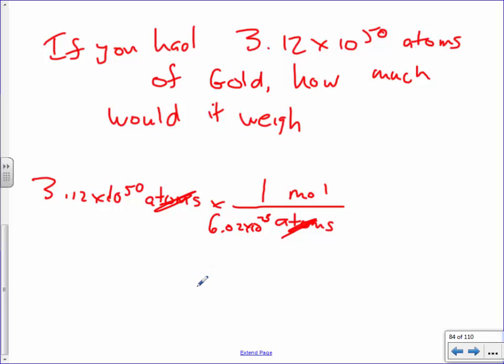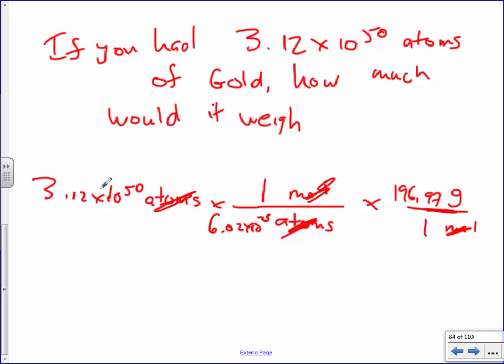What units do I have left right now? I don't want moles though. I wanted weight. What is weight measured in? Okay, so I need another fraction before I keep going here. I need to get rid of moles. See how moles will then cancel? And I need to put grams on top. Herein lies a really big question then. How heavy is gold? 196.97 grams in 1 mole.